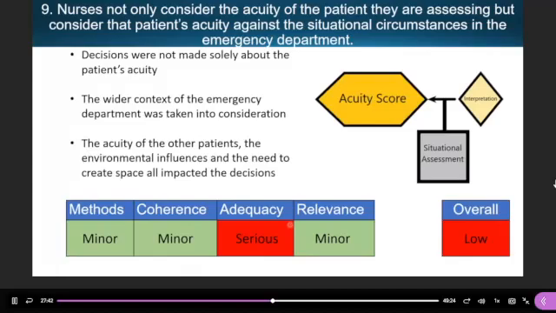We found that decisions were not made solely about the patient's acuity, but instead they assessed factors about the wider department. They'd look at workloads, they'd assess how busy they were, how staff, how flow was. They looked at how sick other patients were and compared it to that patient's acuity in order to fit them in to a wider acuity scale outside of the triage categories and score.